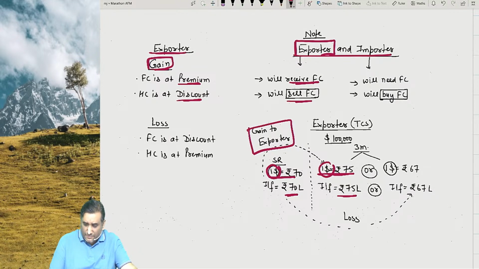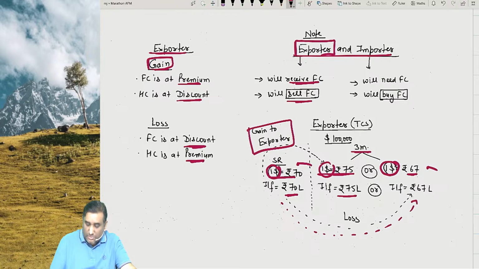Now, second, in this case we have 3 months time. $1 is at what? 67. If $1 is 67, what was coming at 70 will start coming at 67. If it comes at 67, we call it foreign currency at what? Discount, and home currency at a premium. What position will this be? Loss. This will be a loss to the exporter. So this is the position we have. You can make the note accordingly.